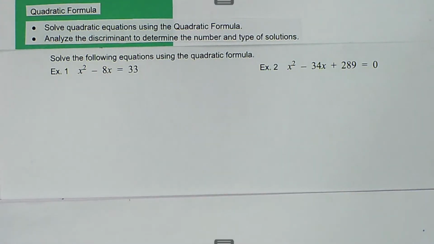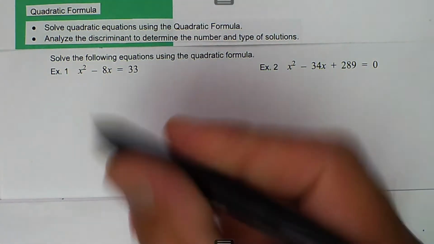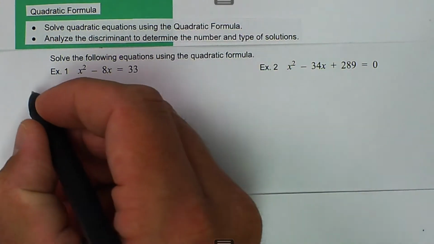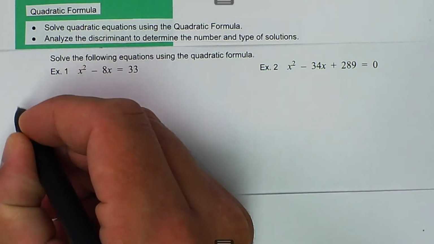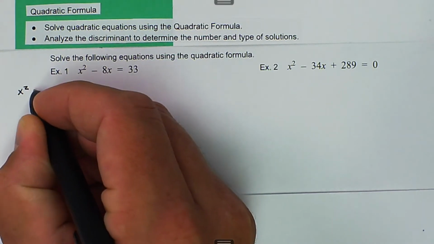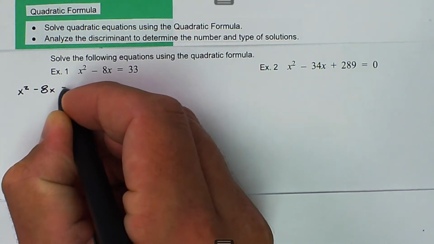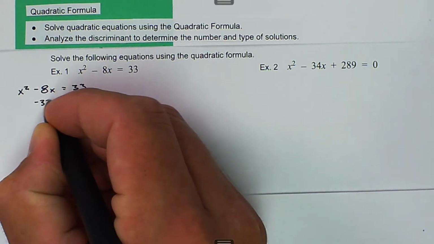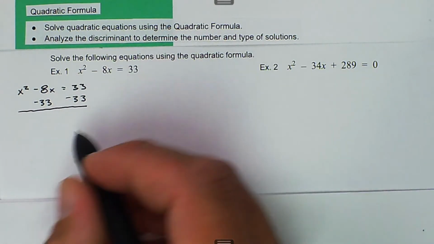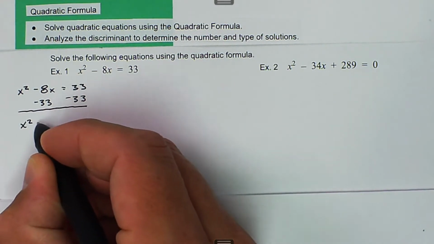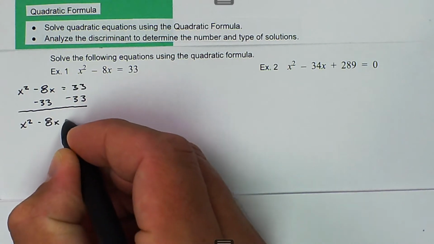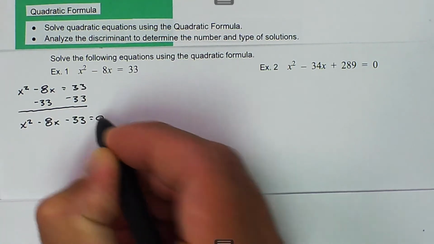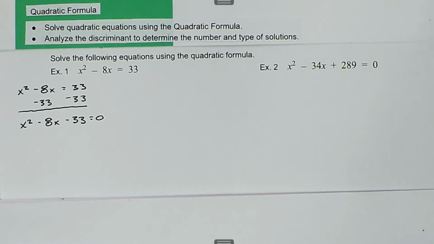So the first thing I'm going to do is subtract 33 from both sides of the equation. So I'm going to write this over here. We have x squared minus 8x equals 33. I'm going to subtract 33 from both sides because I want it to be equal to 0. So we get x squared minus 8x minus 33 is equal to 0. In that case, we're pretty much ready to go with our quadratic formula.